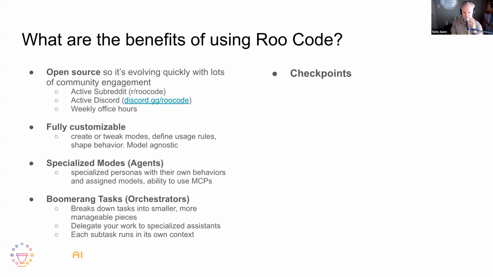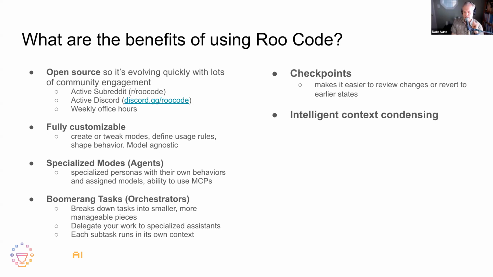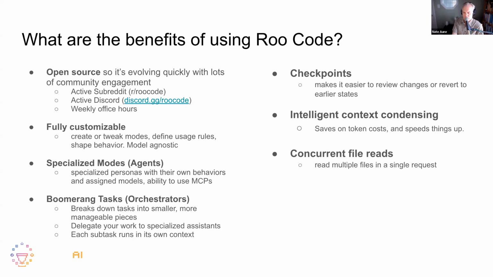It also has checkpoints. This is something I really liked about Cursor when I was using it. So you can always revert back to an earlier state if something gets messed up. It does this context condensing, so it takes a really big context window and shrinks it, which speeds things up. And this is a new feature they recently added where you can read multiple files. Instead of having to read one file per request, which also adds up all the API calls, it can read multiple files and send it all in one API request, which cuts down on your costs.